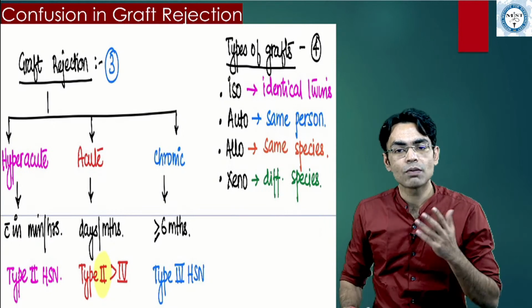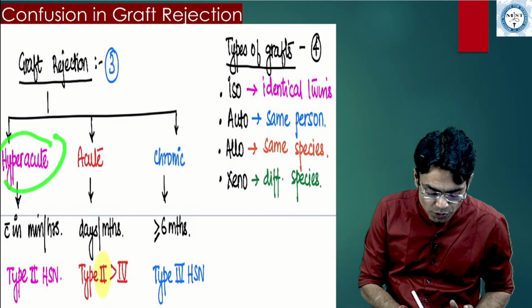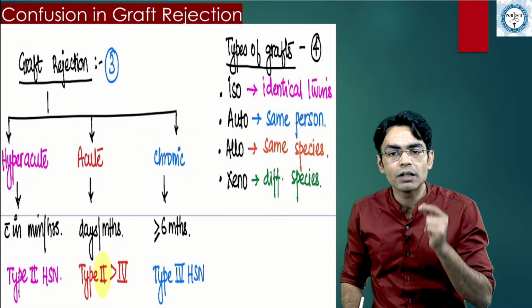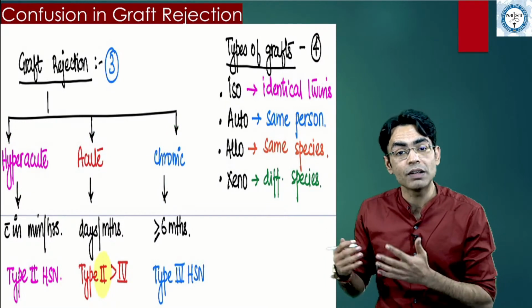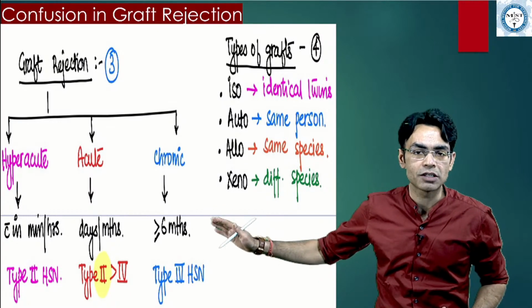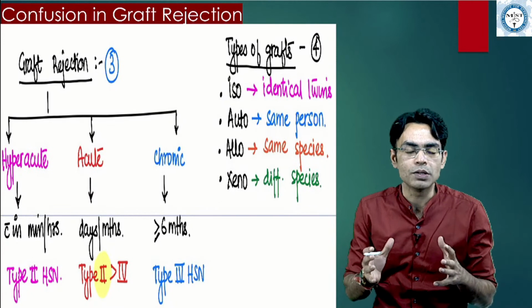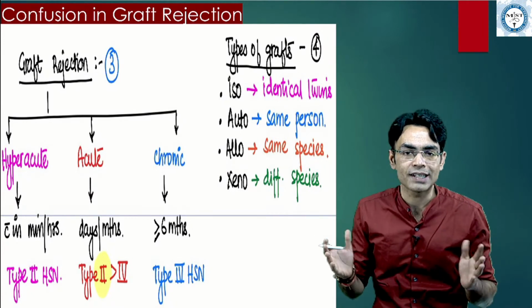Regarding graft rejection, we've got three kinds. By the name only we can understand: hyperacute, acute or chronic. Hyperacute means very fast. Acute is already fast, but hyperacute is very fast, and chronic is when it is late. Anything after 6 months is chronic. Anything between minutes to hours is hyperacute. And anything in between these two is acute.